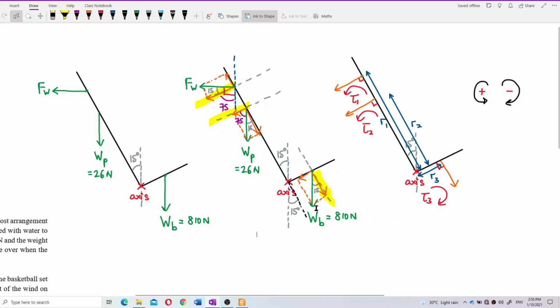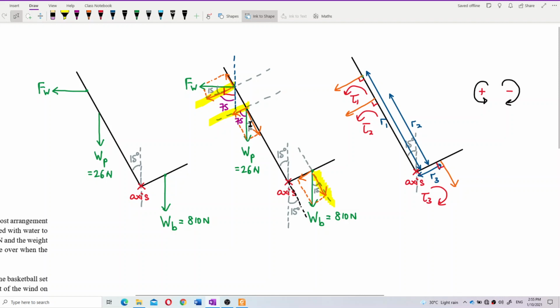So we can resolve this force, the weight B, into parallel and perpendicular components already, and we just use the perpendicular component. Then now we look at the weight of the post. This one also can resolve into two components, the parallel and perpendicular component.